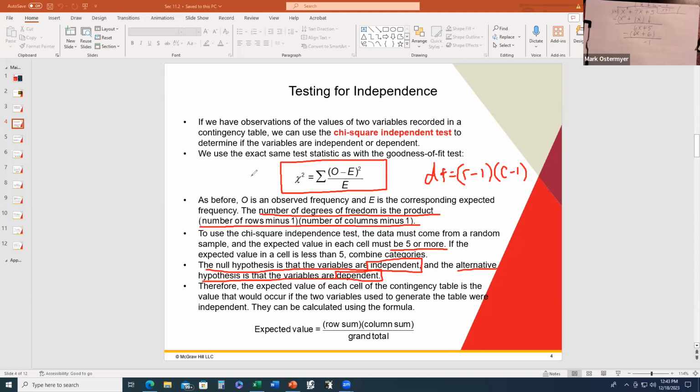Now, the expected value of each cell in the contingency table is the value that would occur if the two variables used to generate the table were independent. Therefore, the expected value is computed by taking the row sum and multiplying it by the column sum and then dividing that by the grand total. So that is how we're going to compute expected values: the row total times the column total divided by the grand total.